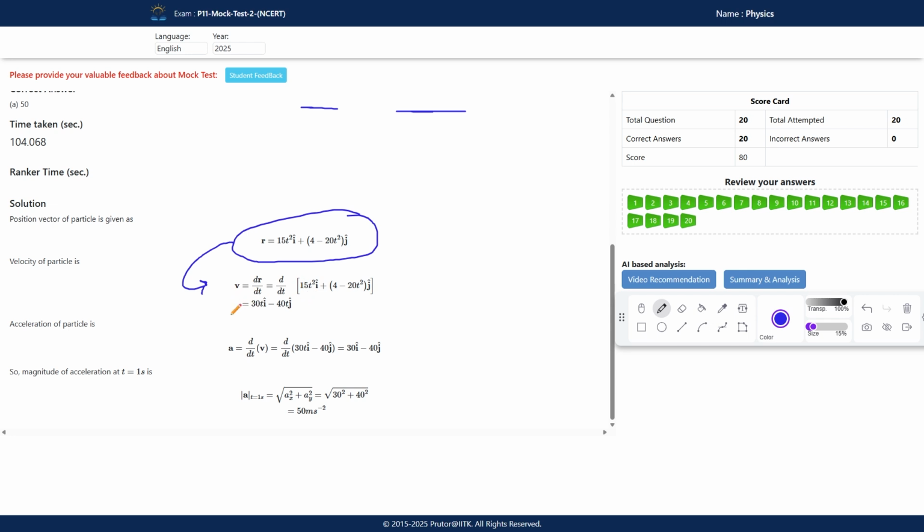You will get the velocity, and that is 30 t i cap minus 40 t j cap. From velocity, differentiate it and you will get the acceleration. After differentiation it will be 30 i cap minus 40 j cap. We have to find the acceleration at t equal to 1 second. So square root of ax square plus ay square, where ax is 30 and ay is 40. Squaring it, you will get 900 plus 1600. Solving this, you will get 50 meter per second square.